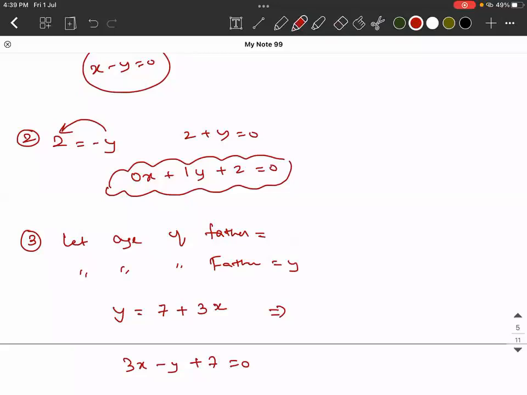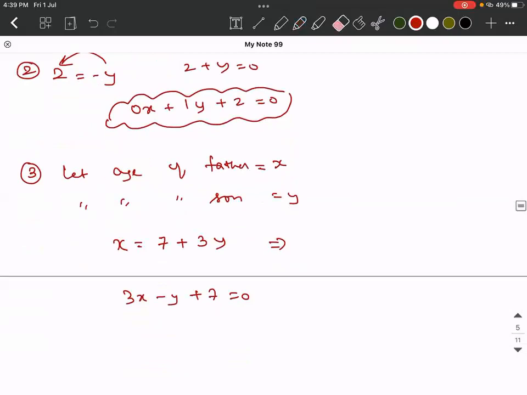So let the age of father be y, x. Okay, that's what they have taken. Let the age of father be x and let the age of son be y. Then what can I do? x will be equal to 7 plus 3y. So I'll get x minus 3y minus 7 is equal to 0. Is the option given like this? Or x minus 3y is equal to 7? General formula, you know. So A is the answer.